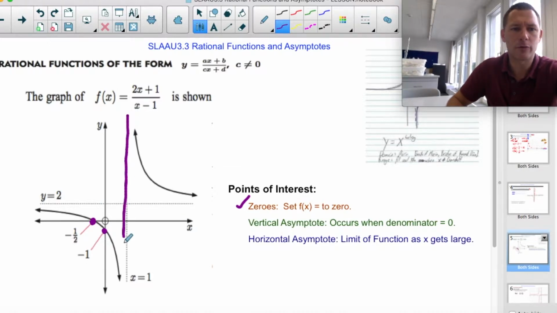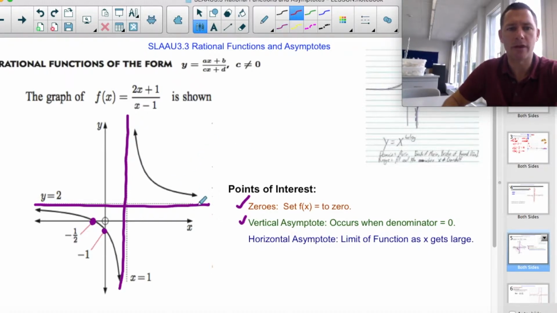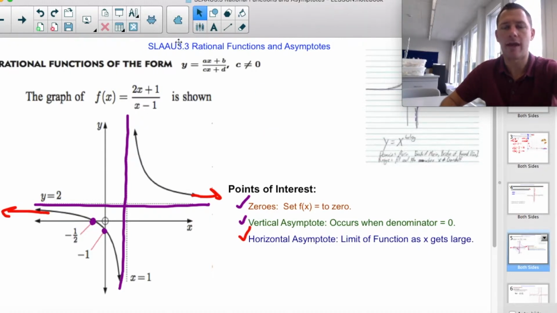This is called the vertical asymptote, where it has this big freak out. Yeah, that's the vertical asymptote. And the horizontal asymptote is this flat part that it approaches as we get really big or really small numbers. So those are the 3 things we're going to try to look at and find out how to do that from an equation.